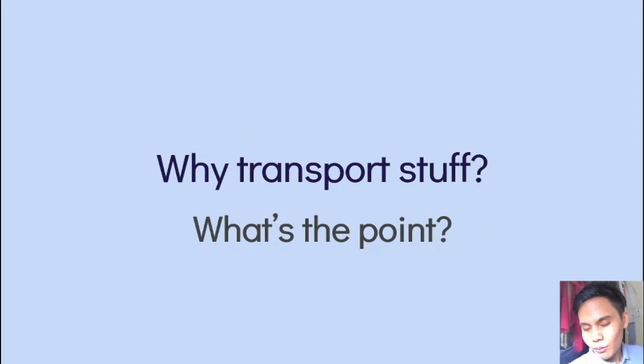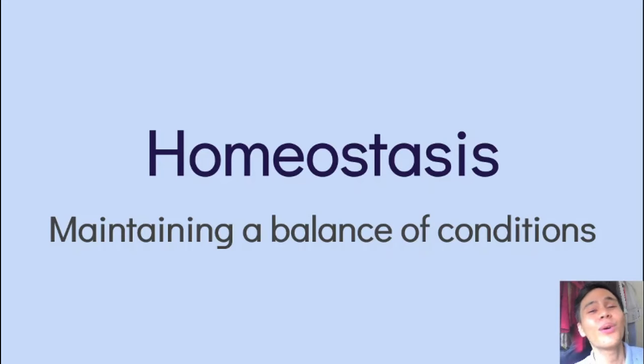Why transport stuff? Why does the cell need to transport stuff? What's the point of transporting stuff? It's for homeostasis. This is a complicated term for maintaining a balance. Right? So your cell has an inside and an outside, and it's different from each other. So your cell needs just the right amount of conditions, just right settings, in order to be able to do all of its processes. And that it does through cellular transport.